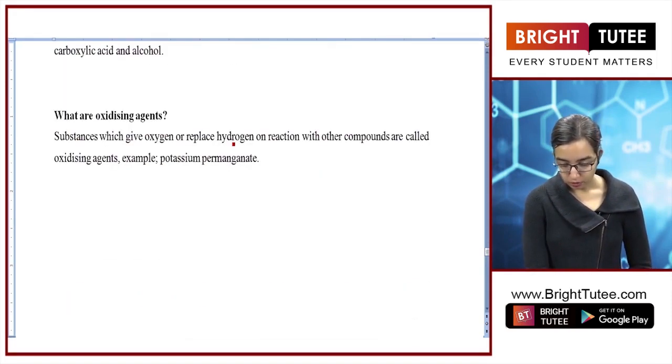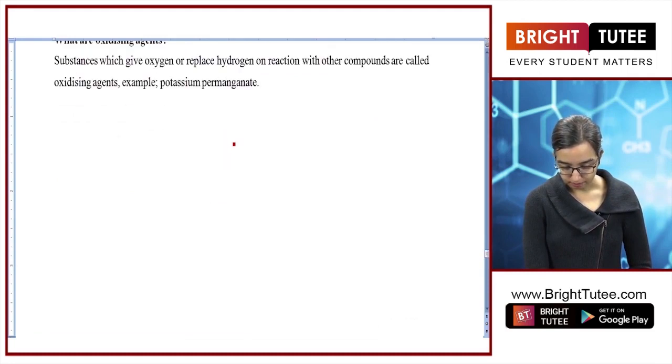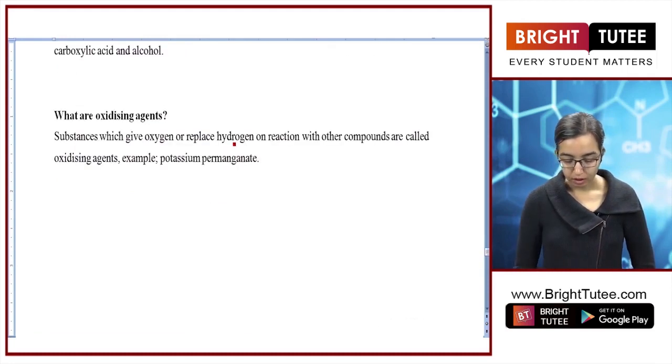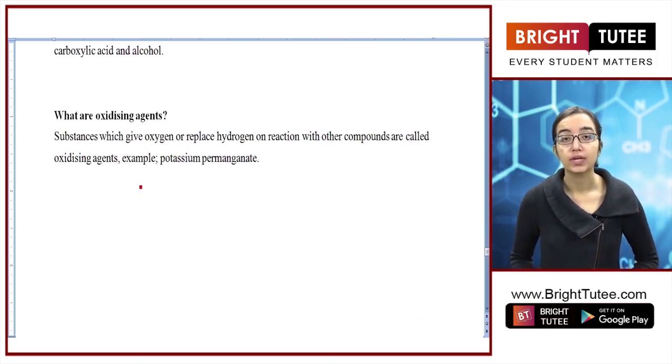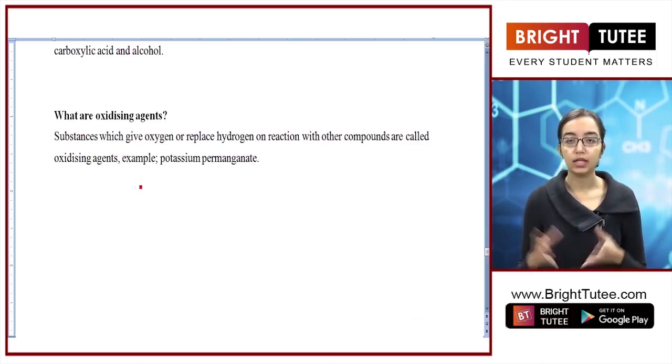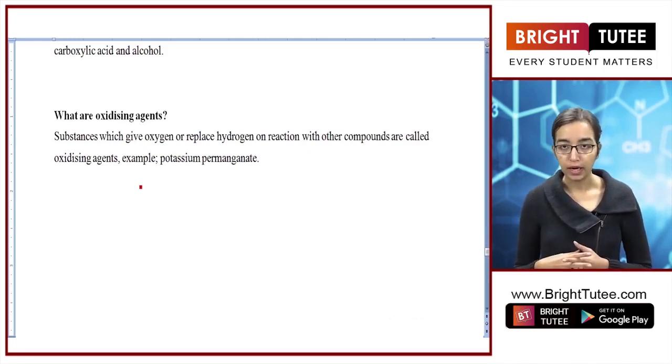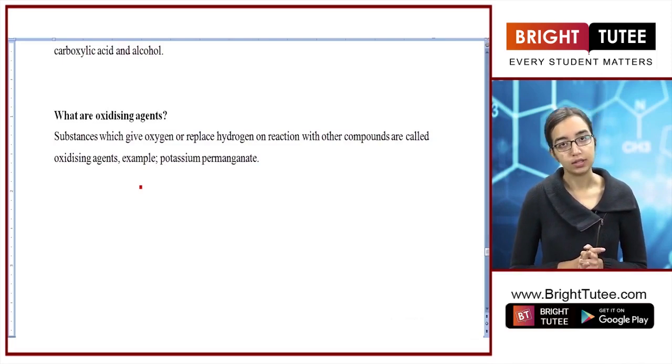The next question is, what are oxidizing agents? The substances which give oxygen or remove hydrogen in a reaction with other compounds are called oxidizing agents. So, these are the compounds which facilitate oxidation. They facilitate the process of addition of oxygen or the process of removal of hydrogen, and that is why they are called oxidizing agents.